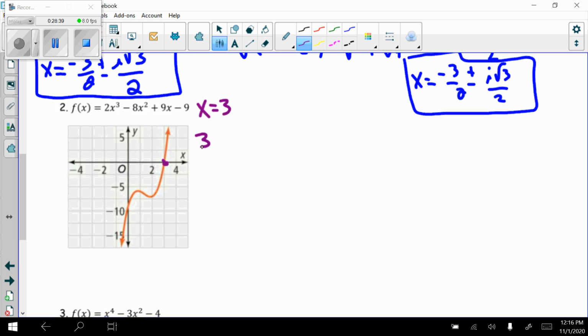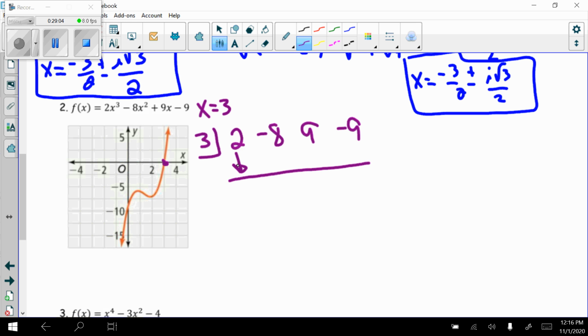I'm going to do synthetic division. 3 goes in my box. I check my polynomial. I go from an x cubed to an x squared to an x to a constant. I'm not missing anything, so I don't need any 0 placeholders. So put my coefficients 2, negative 8, 9, and negative 9.